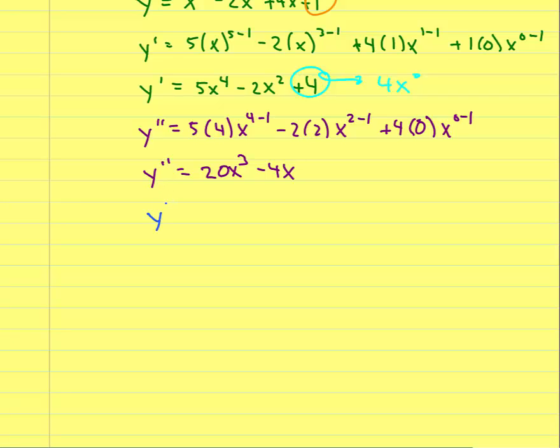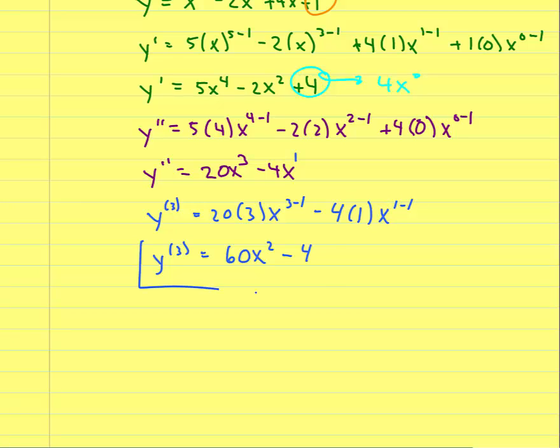So our third derivative, y triple prime, or if you wanted to do y third derivative in this notation, you could. So I have 20, I bring the 3 down, decrease the exponent by 1. I bring the 1 down, decrease the exponent by 1, because remember that's an implied 1. And when I simplify that third derivative, I have 60x squared minus 4. 4 times 1 is 4. 1 minus 1 is 0. X to the 0 is 1. So this might be my third derivative.